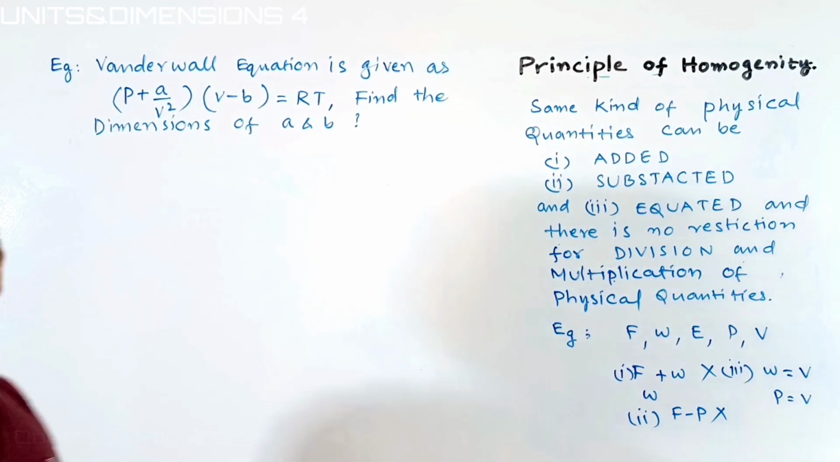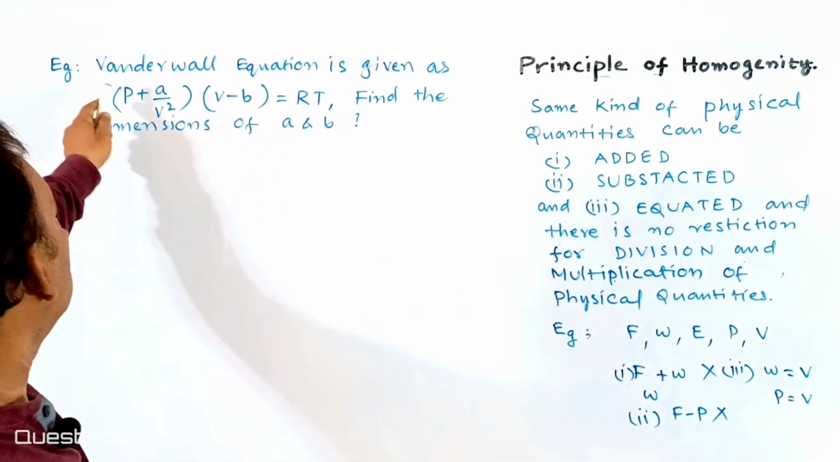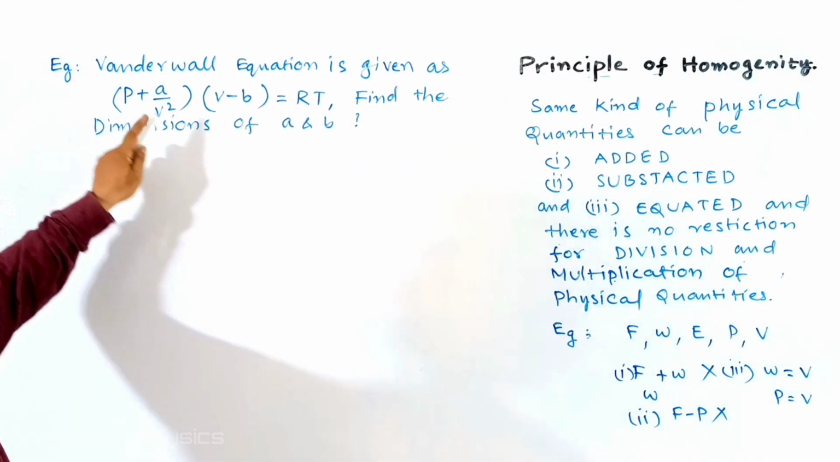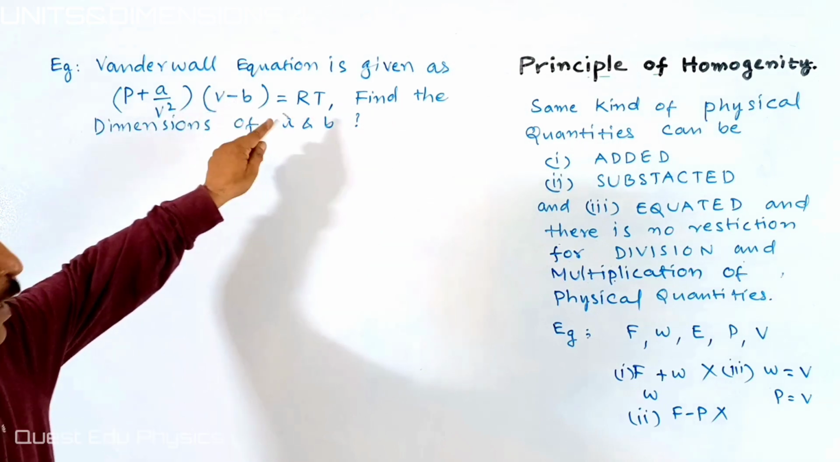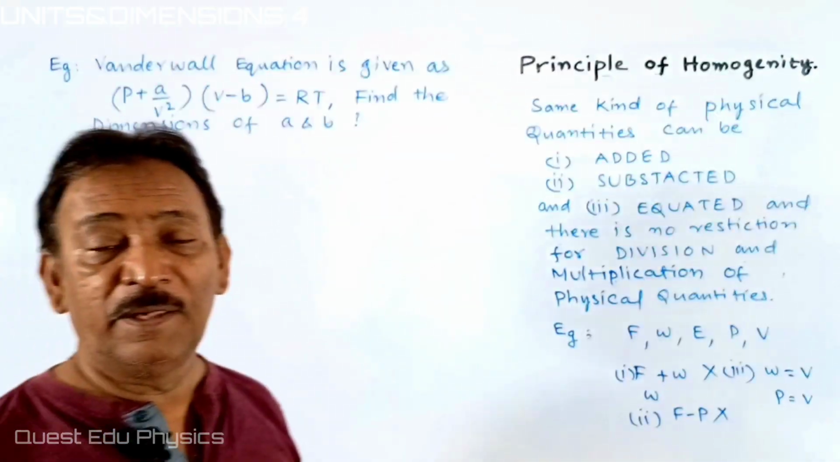Let's do one problem, students. Actually, the equation is written like this. Van der Waals equation is given as (P + A/V²)(V − B) = RT. Find the dimensions of A and B. It is a question, students.